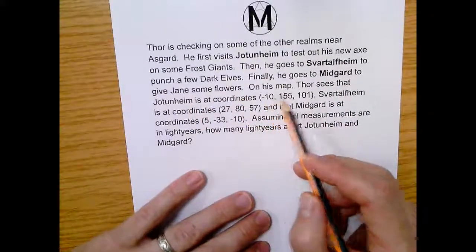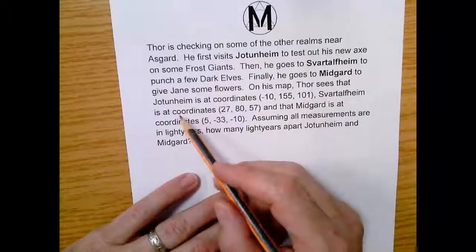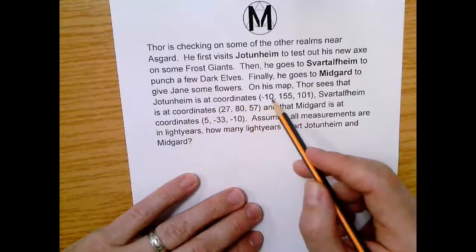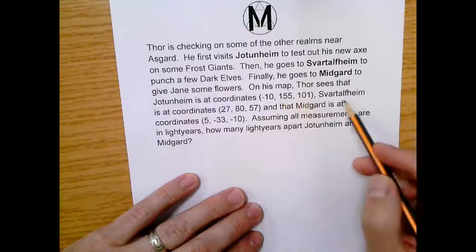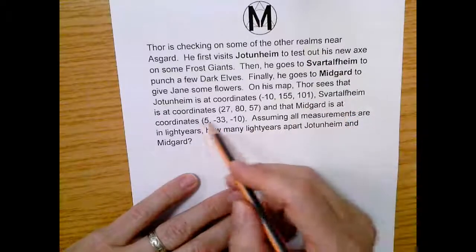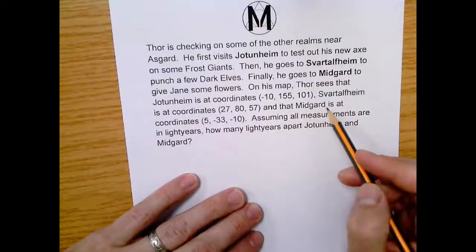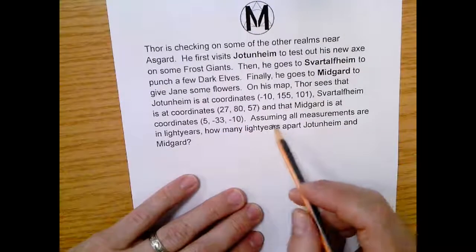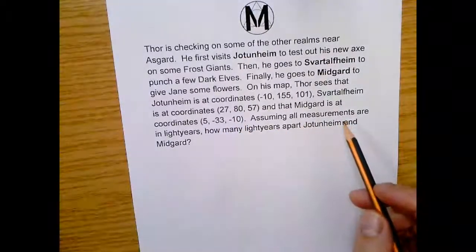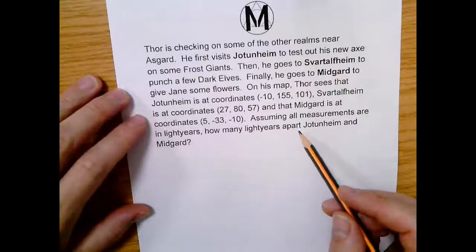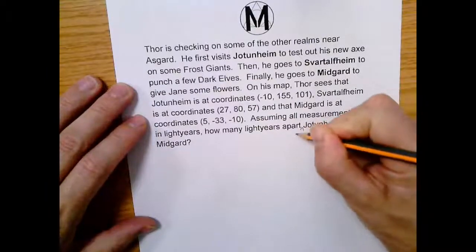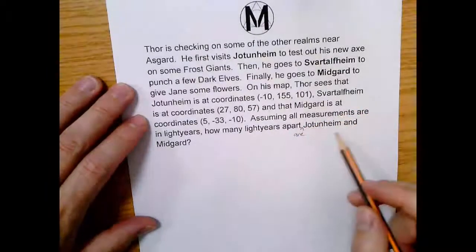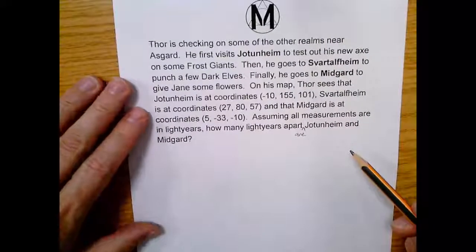All right. On his map, Thor sees that Jotunheim is at coordinates -10, 155, 101. Svartalfheim is at coordinates 27, 80, 57, and that Midgard is at coordinates 5, -33, and -10. Assuming all measurements are in light years, how many light years apart are Jotunheim and Midgard?